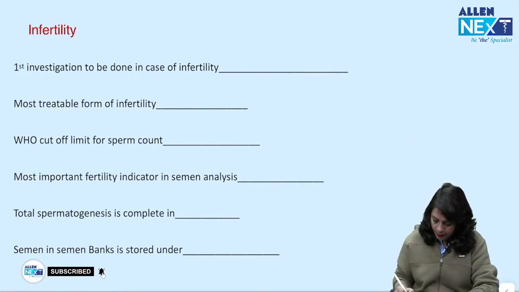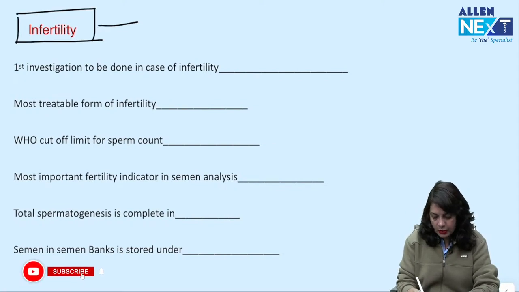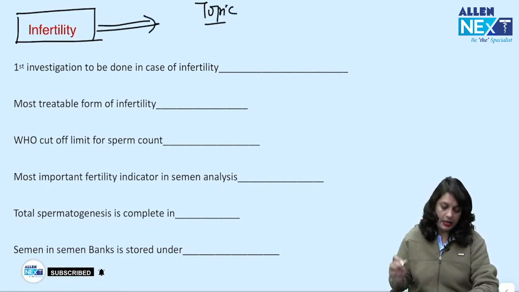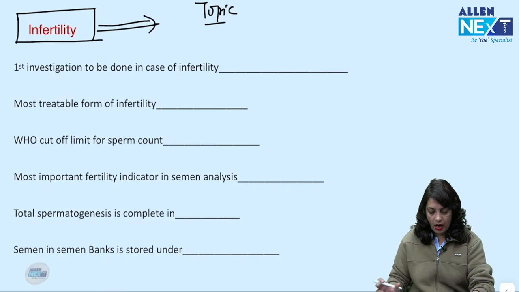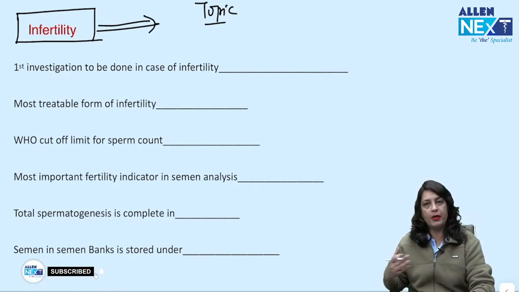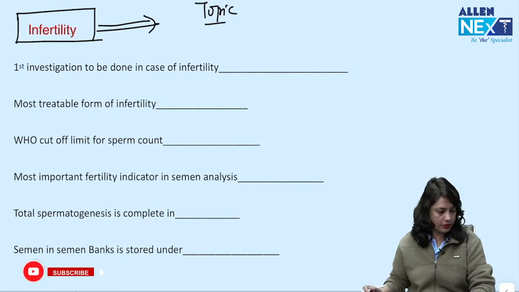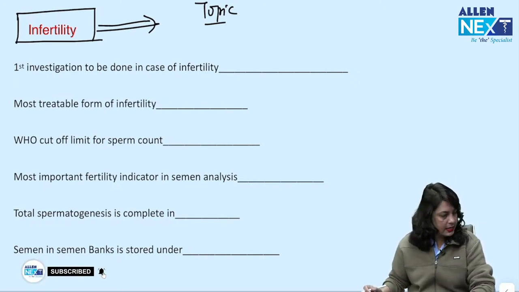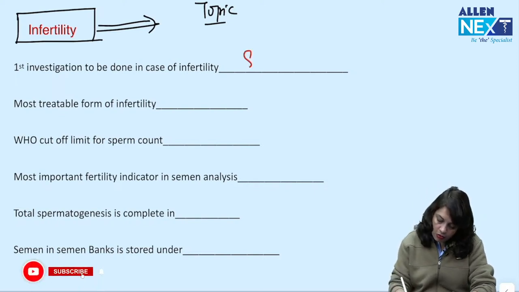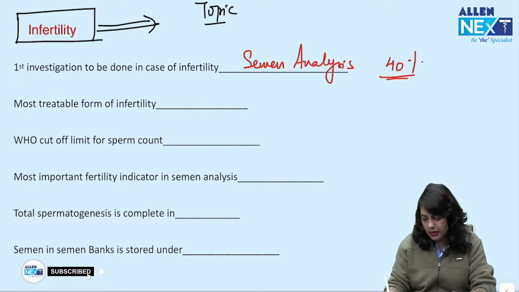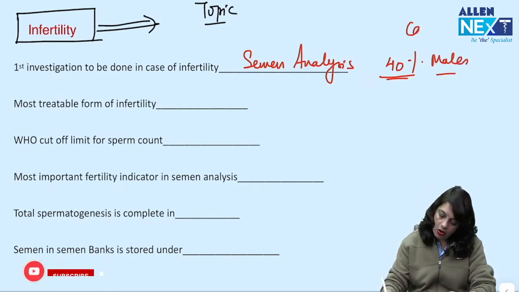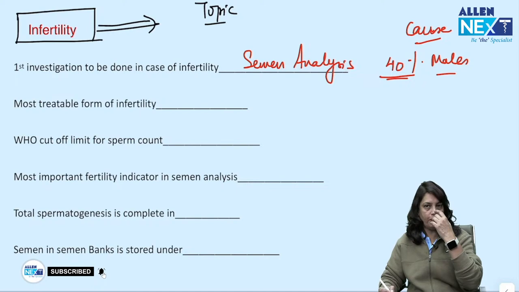Now, enough of ectopic pregnancy. So, I am taking up my next topic of discussion, that is infertility. Every time I take up the session, I start with disorders of menstruation. This time I decided to start with ectopic, infertility, and then I will move forward with the rest of the topics. In this question, what is the first investigation to be done in an infertile couple? It is always the semen analysis, because in around 40% of cases, the cause of infertility is the male factor.